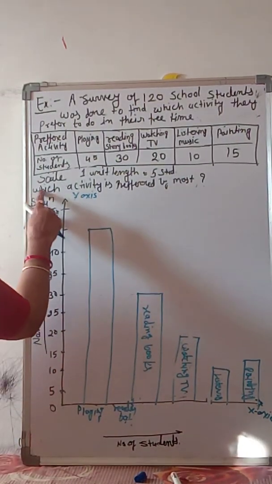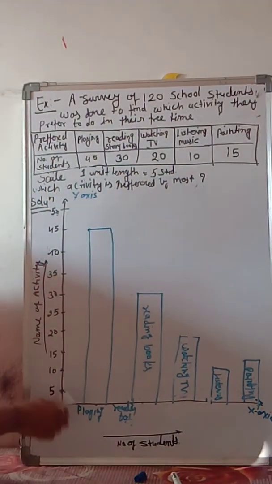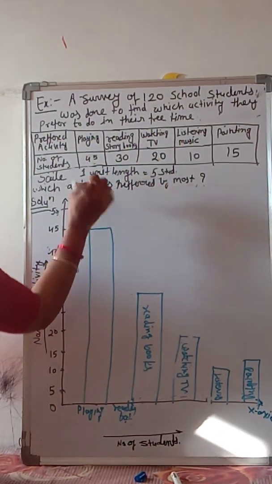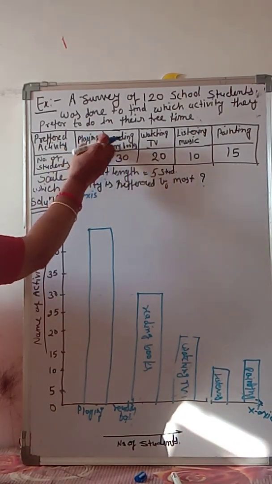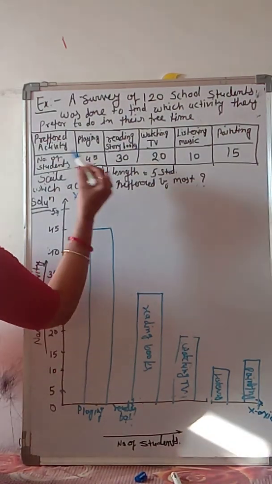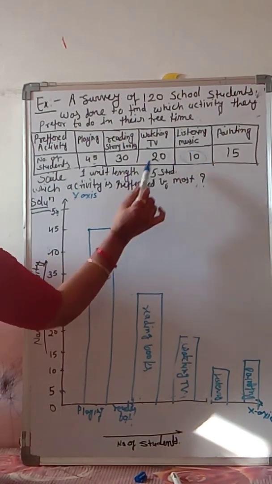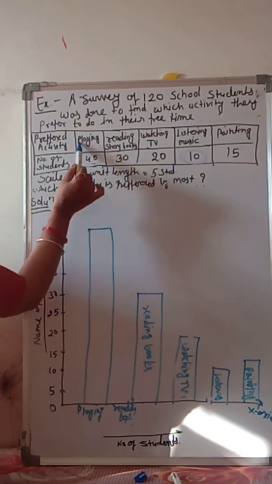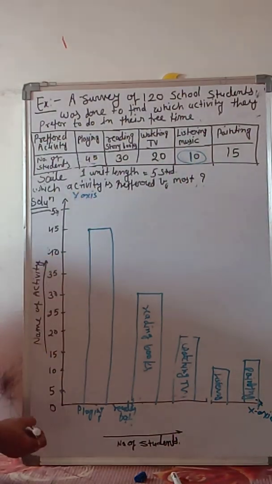Now the question is: which activity is preferred by most? It is 45, which means the activity is playing. So the playing activity is preferred by the most. And the least preferred activity is listening to music, which is 10.